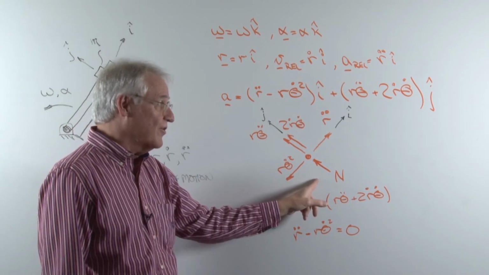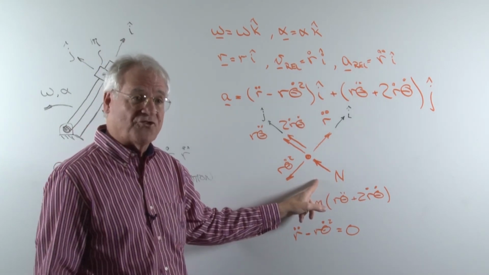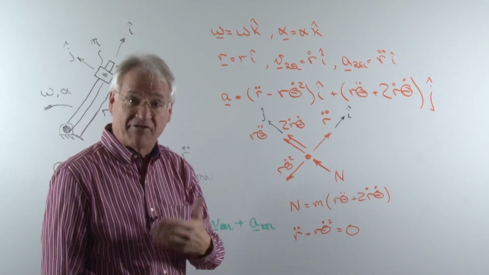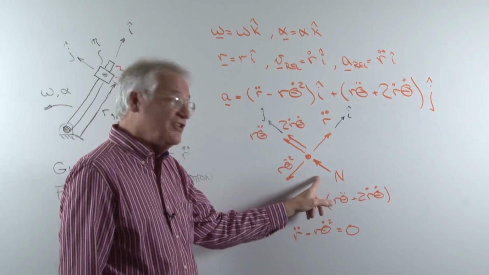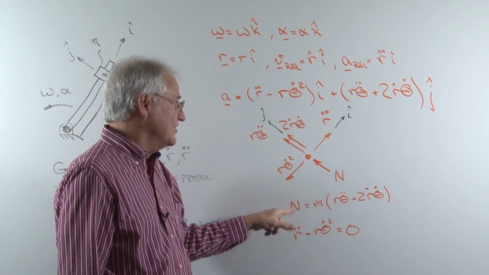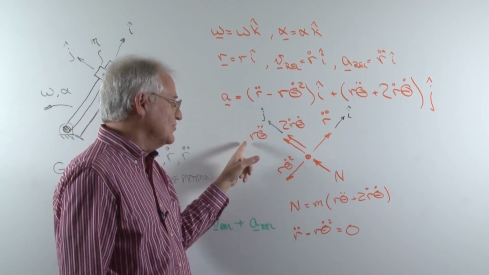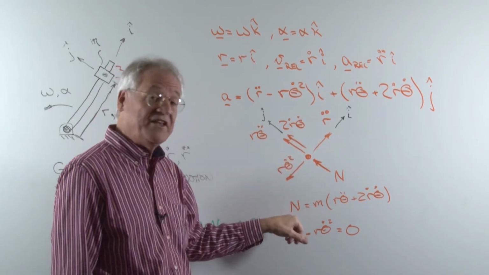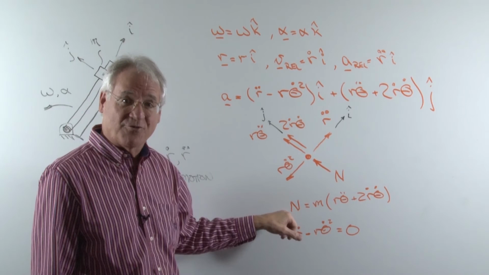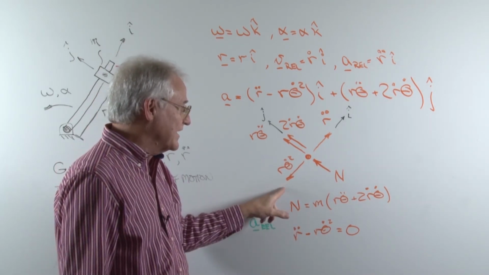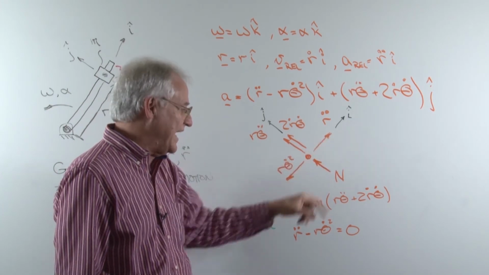Now what we do is sum forces in each of the two directions and apply Newton's laws, F equals ma. In the j hat direction, the normal force is in the positive direction, and that's equal to the mass times the acceleration. So this is the answer to the first question: what's the normal force? The second is summing forces in the i hat direction.